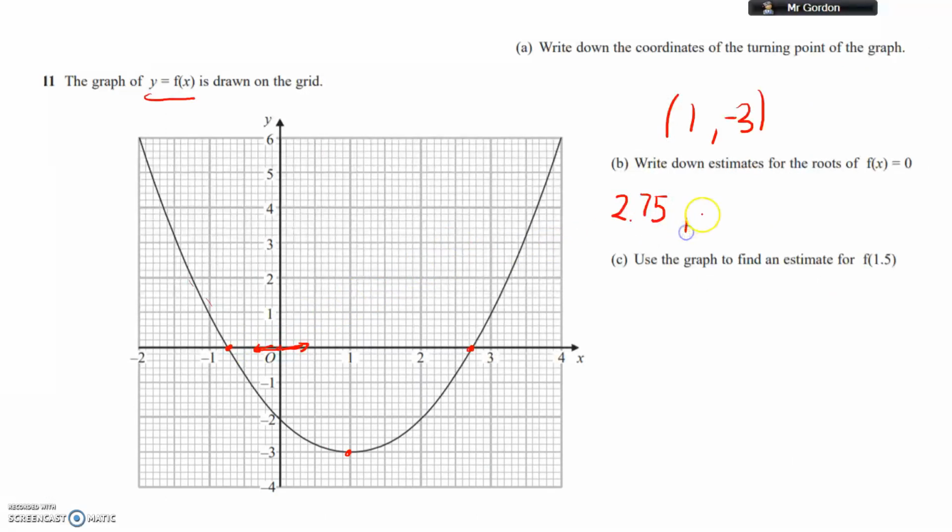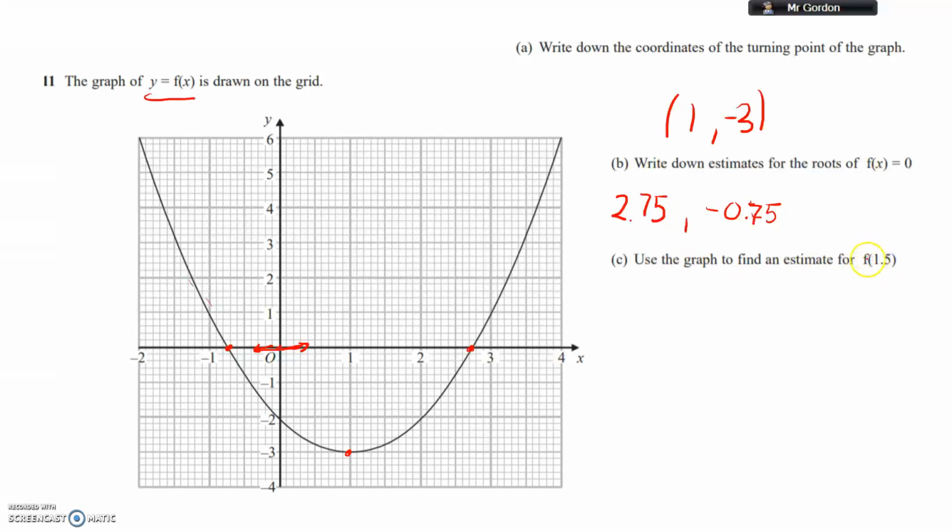So let's write that down. We've got two results, 2.75 and minus 0.75. I'm using a new pen. Bit tricky, just getting used to it now. So excuse the handwriting.